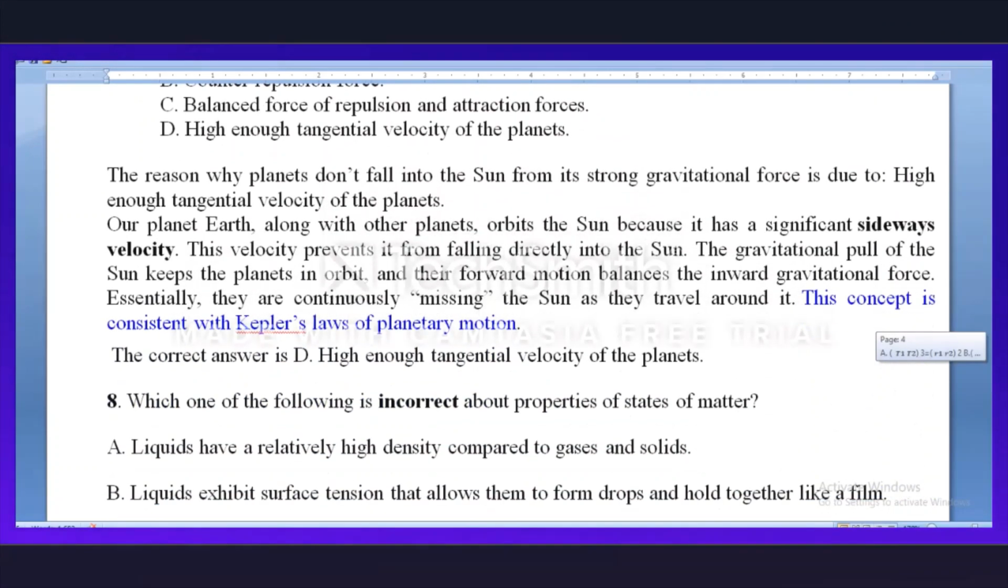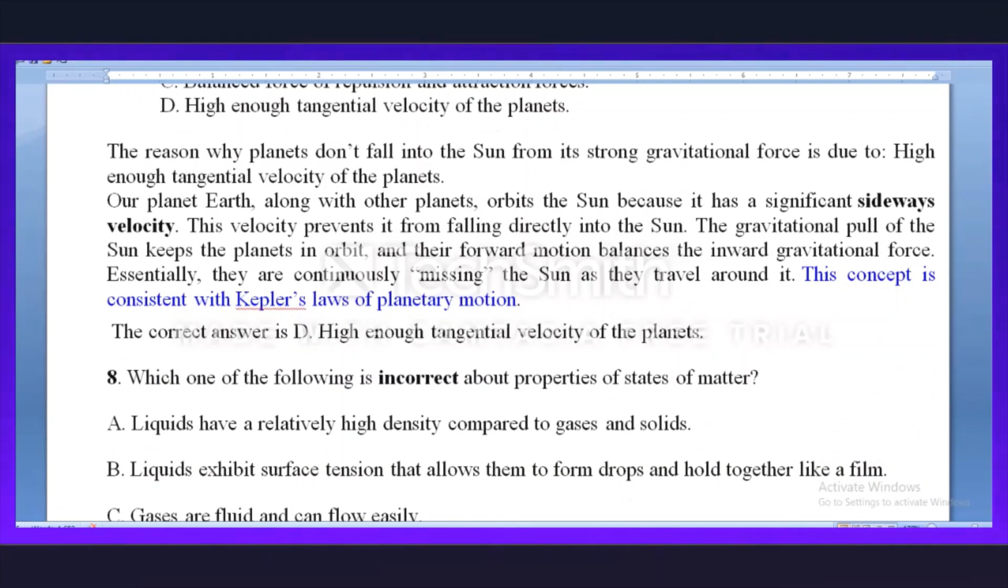When we reason out why planets do not fall into the sun from its strong gravitational force, it is due to a high enough tangential velocity of the planets. Our planet Earth, along with the other planets, orbits the sun because it has a significant sideways velocity. This velocity prevents it from falling directly into the sun.